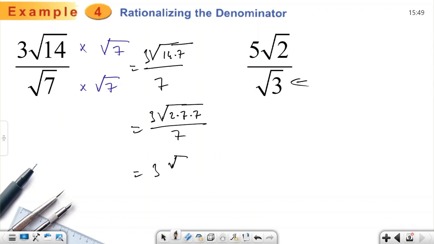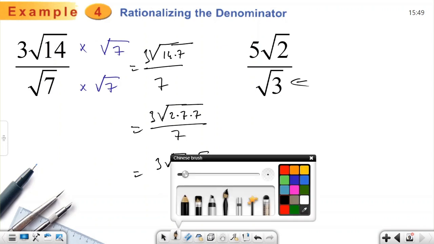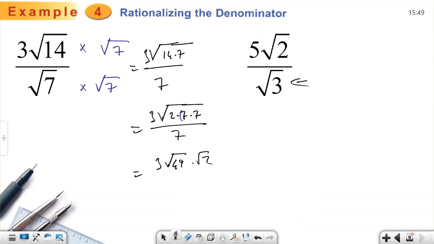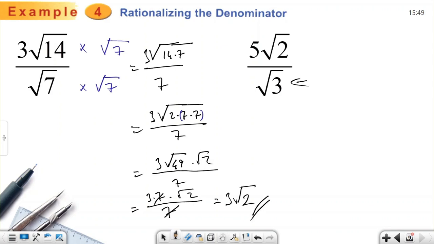So the square root of, sorry about it, 3 times square root of 49 multiplied by square root of 2. Here, let's mention 7 times 7 is 49. So 49 comes from there. Over 7. That's equal to 3 times 7 multiplied by square root of 2 over 7. If you simplify by 7, this is equal to 3 square root of 2. So I get a good answer.